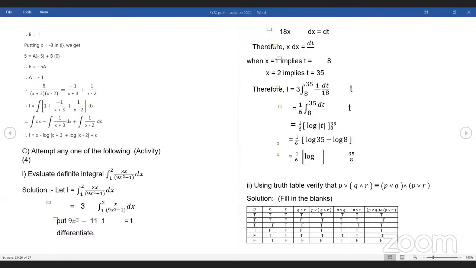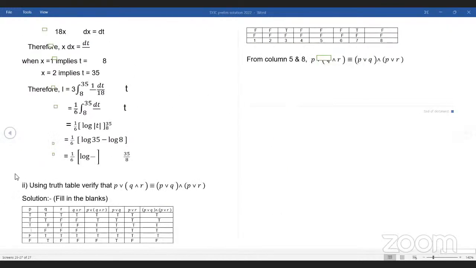First part easy, we get integration of 1, that value we get x, and then integration of 1 upon x plus 3, 1 upon x minus 2, that's simple, log modulus x plus 3, log modulus x minus 2, and plus C, which by default comes with integration.